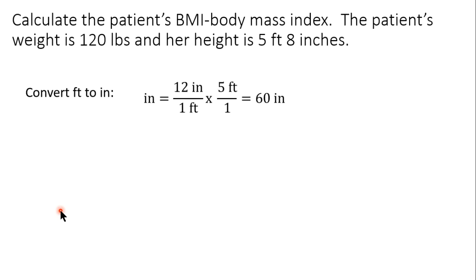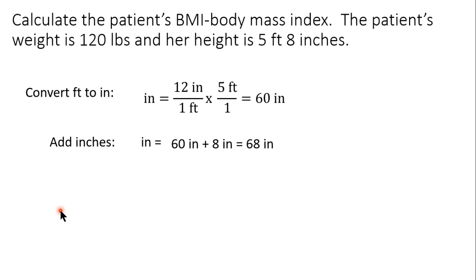So we put inches equals, and then our conversion ratio, 12 inches over 1 foot times 5 feet over 1, which gives us 60 inches. To that, we add the 8 inches. So in total, the height of the patient is 68 inches.